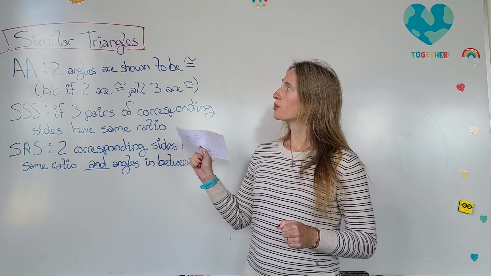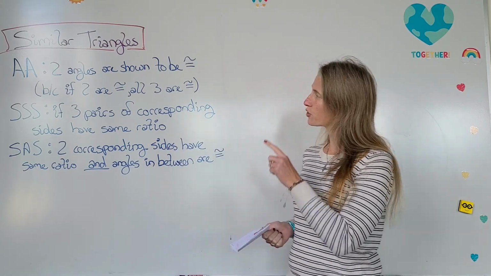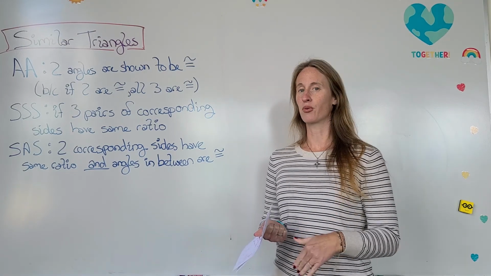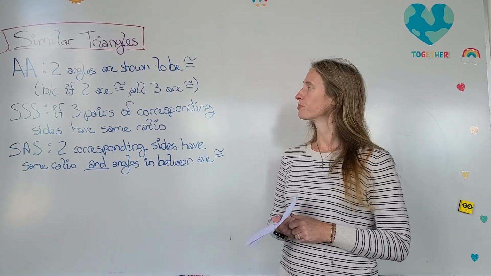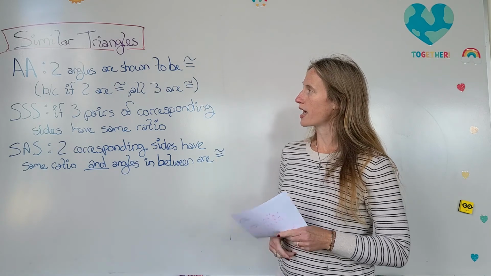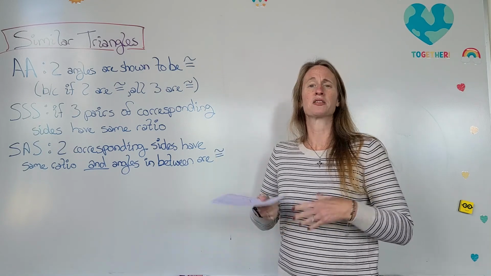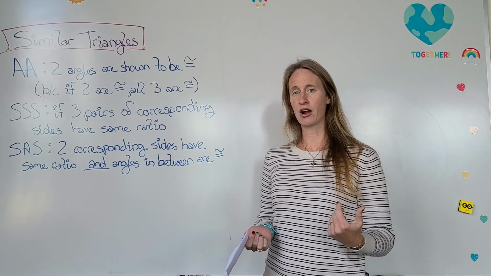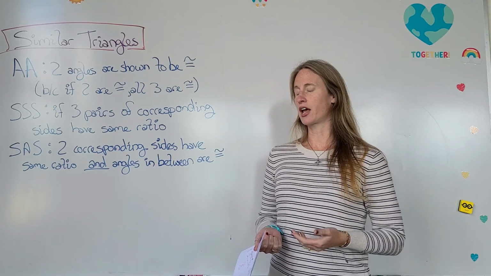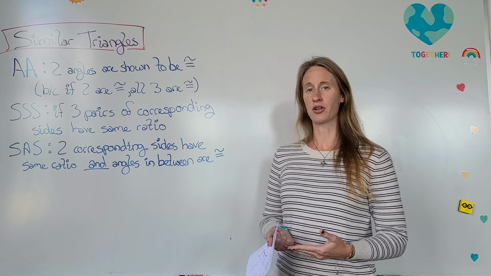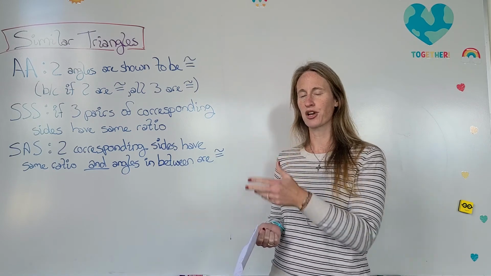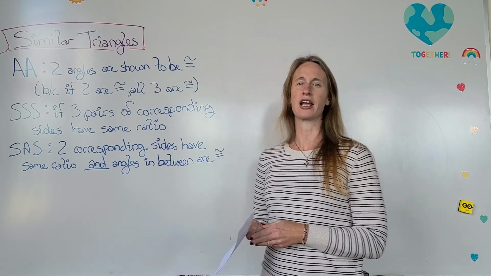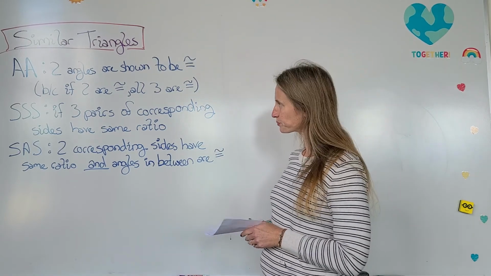For a quick reminder, there's three different theorems or postulates that we have that prove that triangles are similar. The first one is AA for angle-angle. It just means that if any two angles are congruent on a pair of triangles, they're going to end up being similar. Because if two of the angles are congruent, the third angle has to be congruent since there's 180 degrees in the triangle.